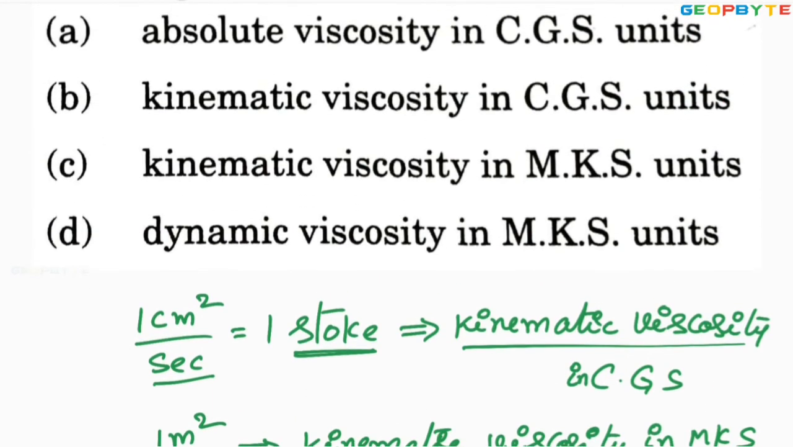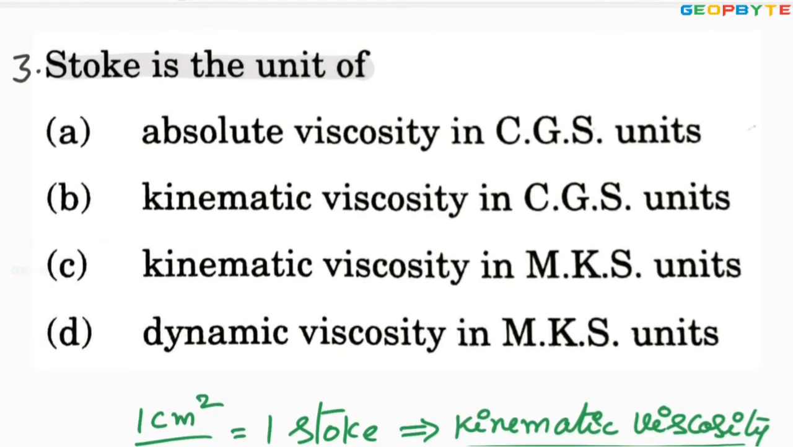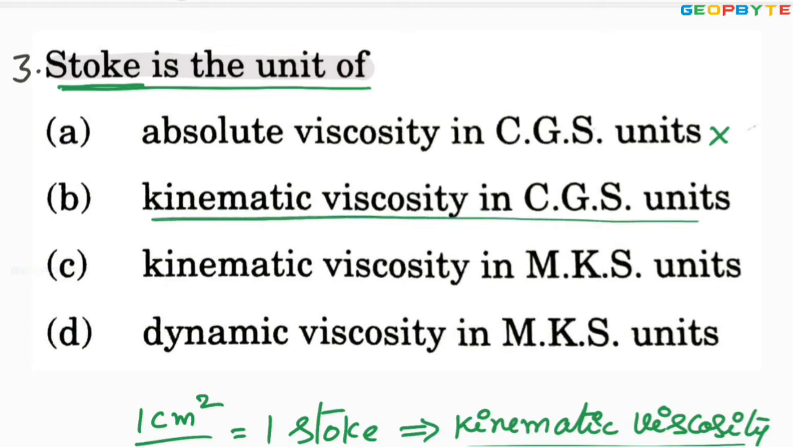Anyhow, look at the options. Stoke is not the unit of absolute viscosity. It is the kinematic viscosity unit in CGS system, absolutely correct. Option B is absolutely correct. I hope you got my point. Look at the next problem.